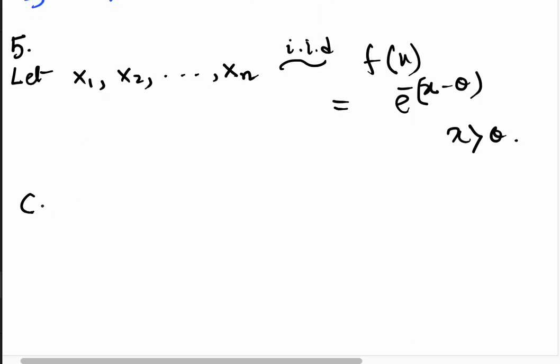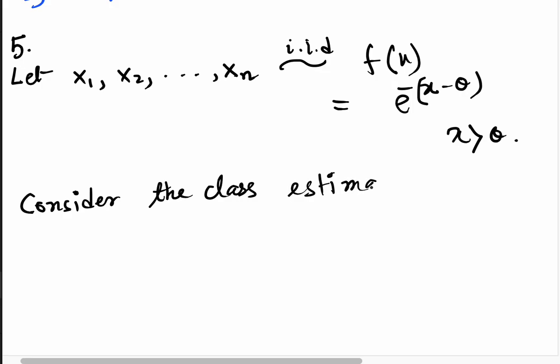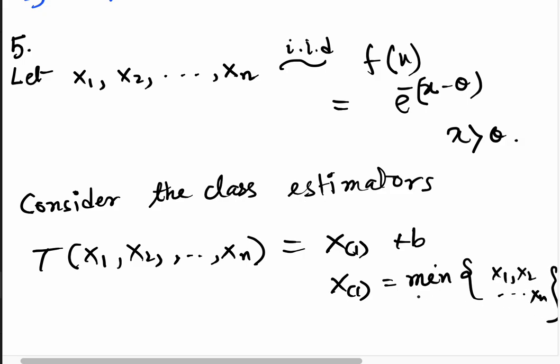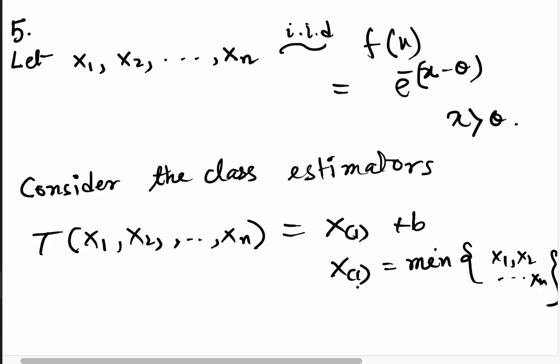Now consider the class of estimators T(X1, ..., Xn), that is the estimator X(1), the minimum value among X1, X2, ..., Xn. Now find the smallest estimator of theta.